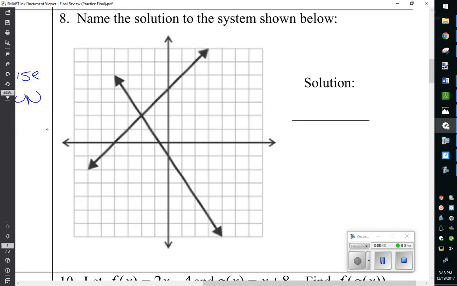Number 8 says name the solution. It's 2 lines. The solution is wherever they cross. In this case, it's an ordered pair at negative 2, positive 2. All we're looking for is where do those 2 lines cross. It is at negative 2, positive 2.